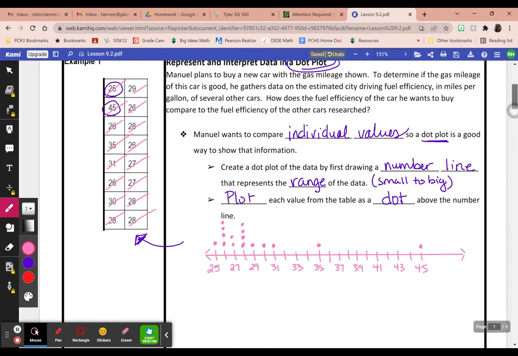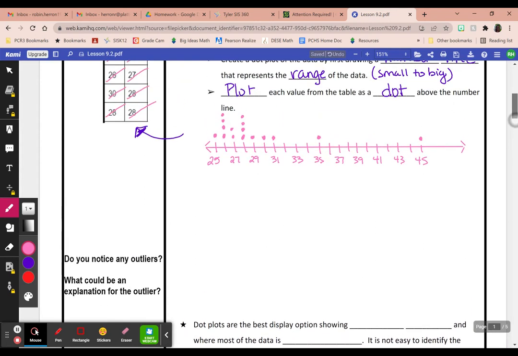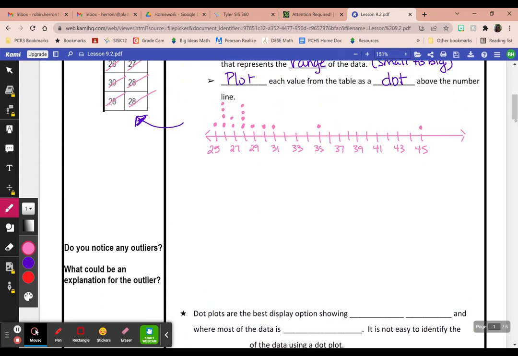So super easy. Just make sure all the numbers are included and put a dot above the number as you get it, okay? So then it says, do you notice any outliers? Okay, remember from our other day, outliers are numbers that are way bigger or smaller than the ones that you have in your data set, right? So if you notice, we start at 25, right? Most of the data lies right here in this area. 35 is just a few more, and then you've got all the way down here to get to 45. So this guy would be your outlier, right?